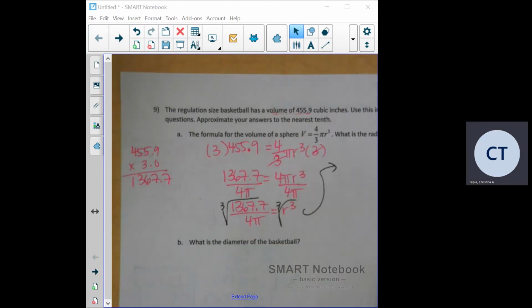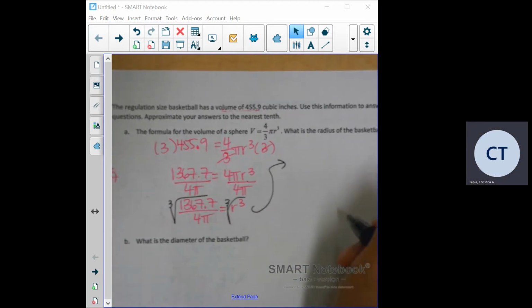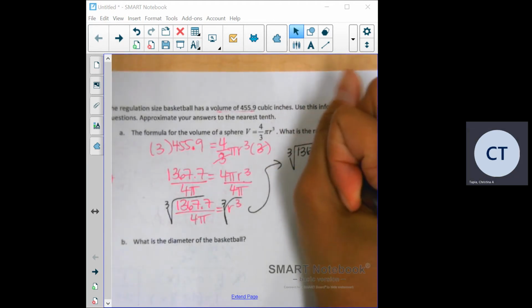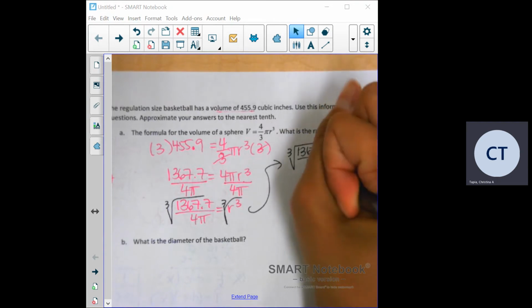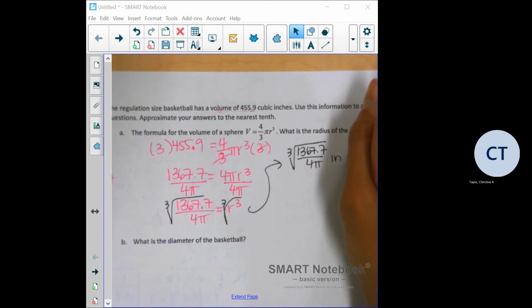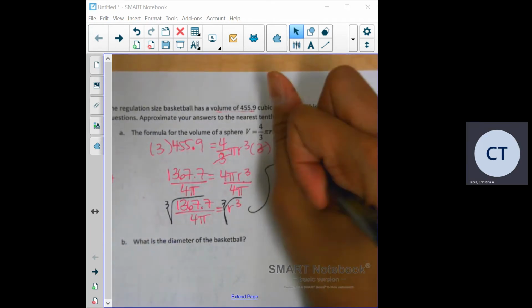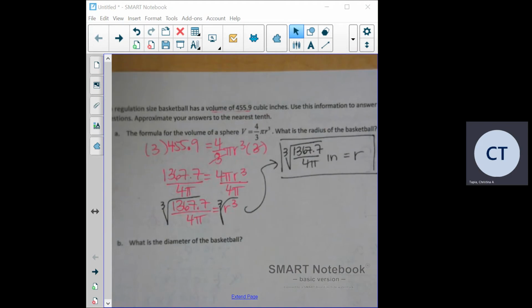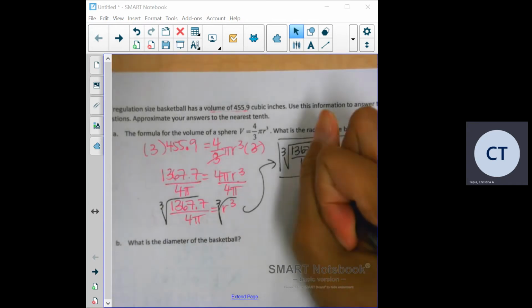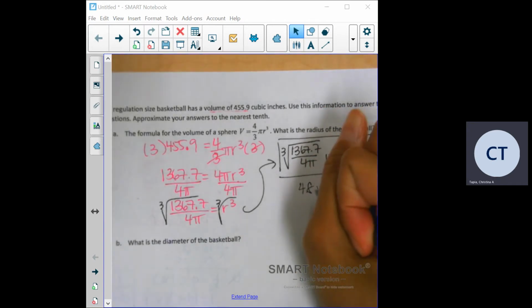So up here, if I didn't give you a calculator on your test or quiz, this would be your answer: the cube root of 1367.7 over 4 pi, and the units here are inches. And that's going to be my radius. If I did not give you a calculator, that is what you would put for your answer. If I did give you a calculator, you would be able to divide all of this out, and the answer that you would get is 4.8 inches.